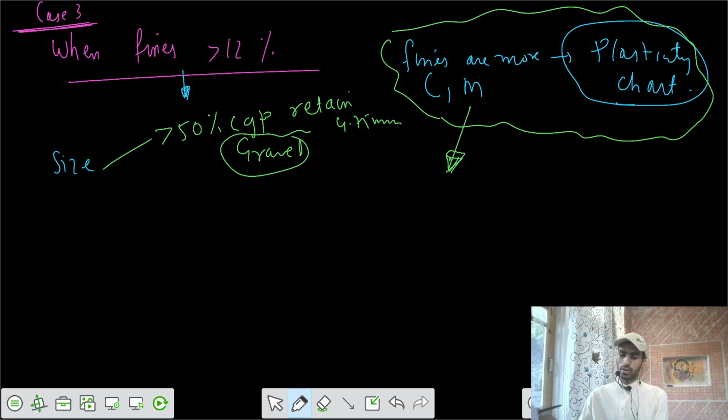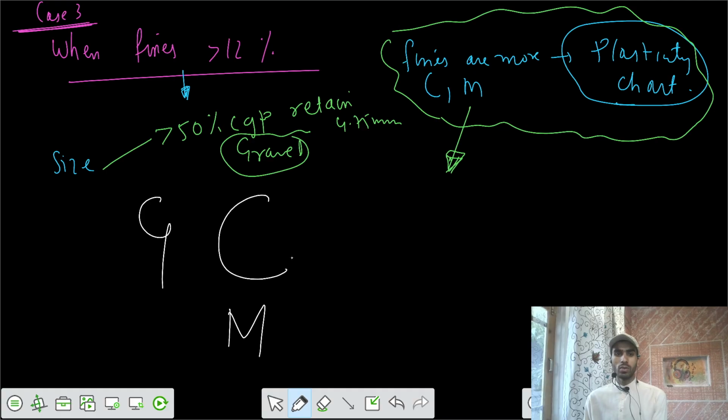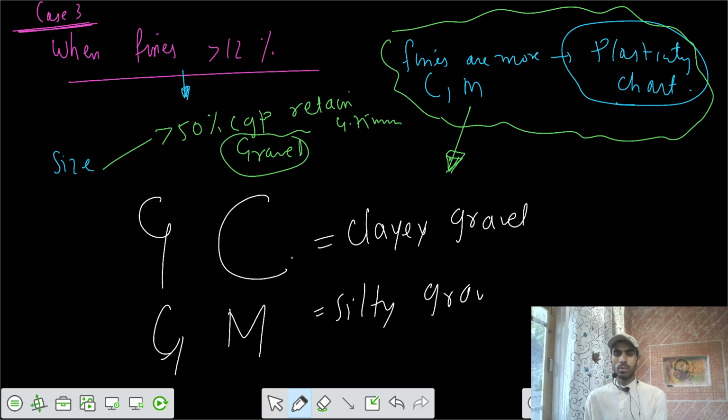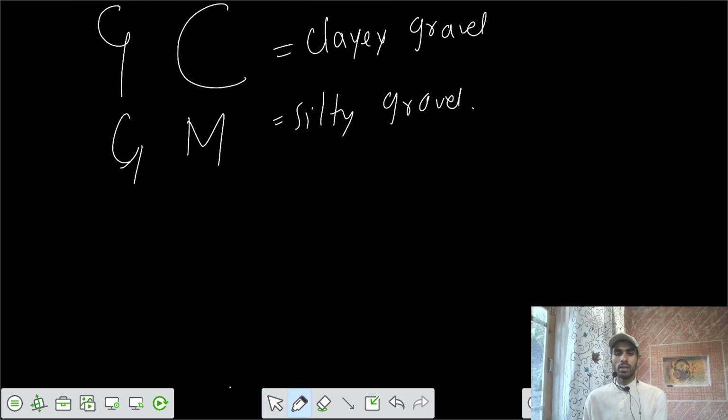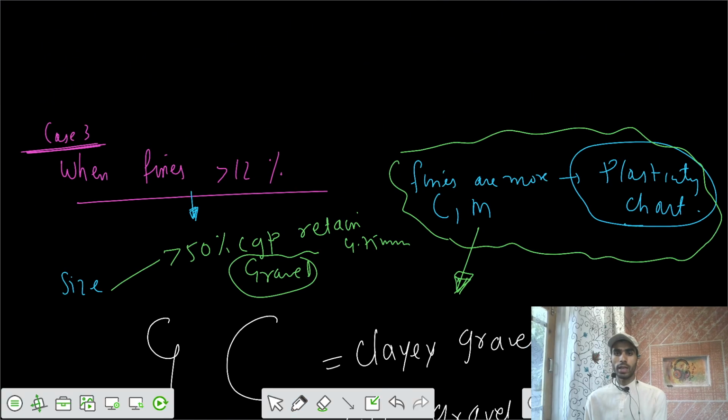So this is your case C. And in this case we are not going to use the uniformity, that is CU and CC. We are going to use a combination of the two. That means we get the gravel, and we can get either C or M. So we can get either clay gravel or silty gravel. And similarly we can get either clay sand or silty sand. Okay, these 4 combinations are possible for the third case.